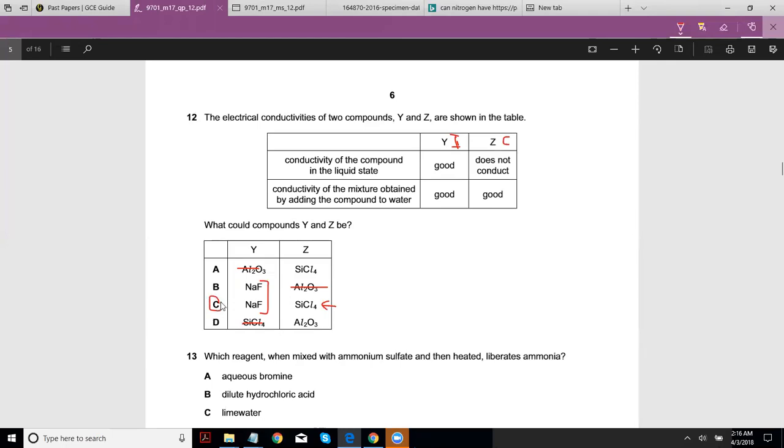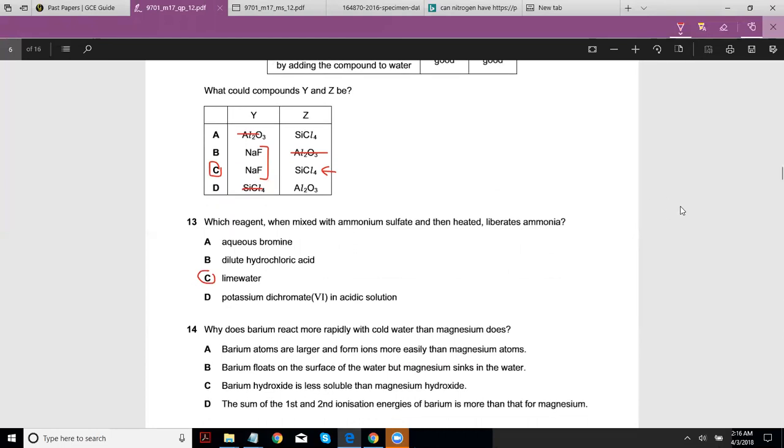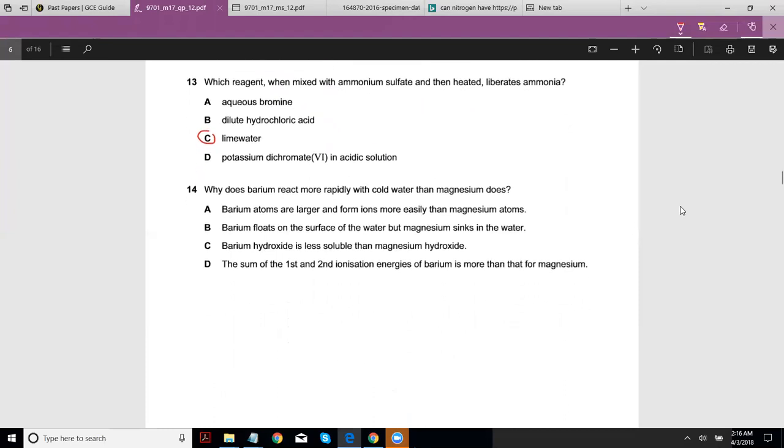So 12 is C. 13. Which reagent, when mixed with ammonium sulfate and then heated, liberates ammonia? And what was the idea here? Ammonium sulfate is an ammonium salt, and the test for ammonium salts is the addition of alkalis and then heating them, which liberates ammonia. And lime water is the common word used for calcium hydroxide, which is an alkali, which is basic. So basically, yeah, you're good.